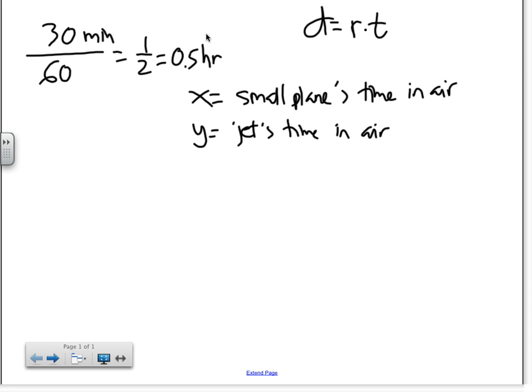What can you tell about the time of the jet and the plane with respect to each other? Even though you don't know the exact time in air, what do you know about the jet and the plane?